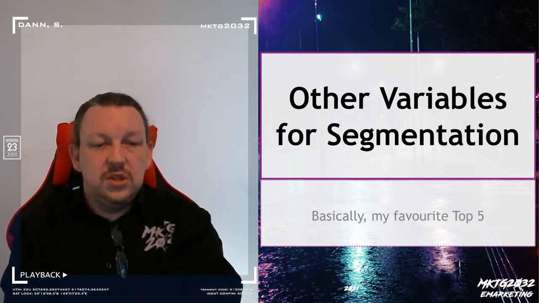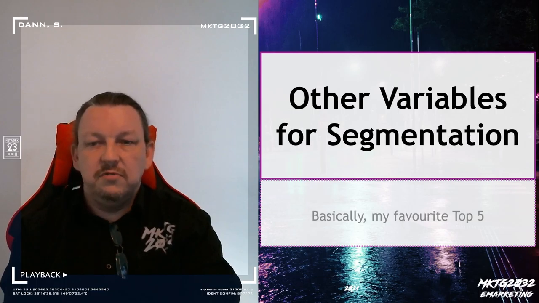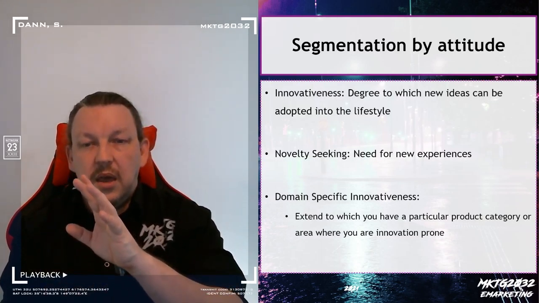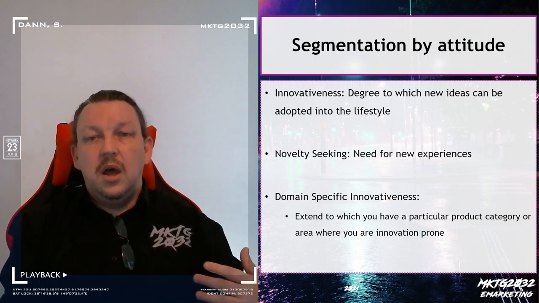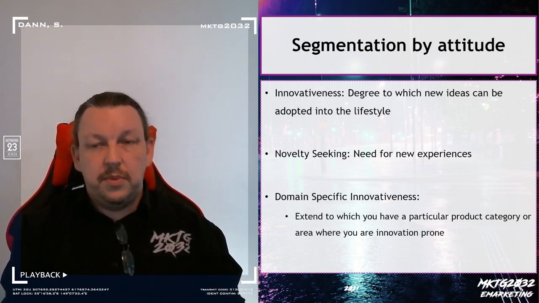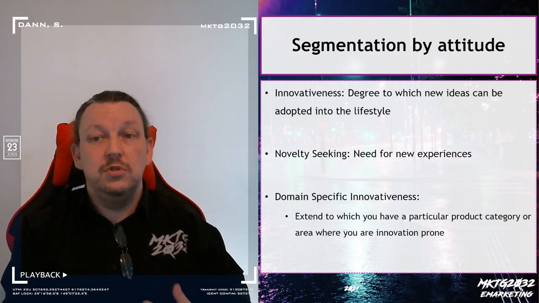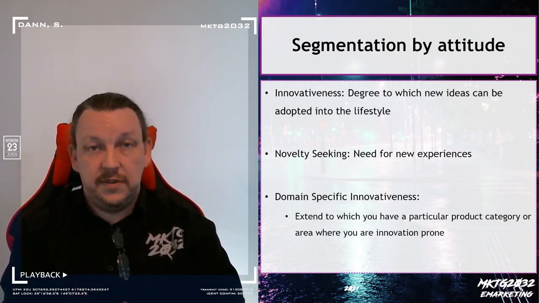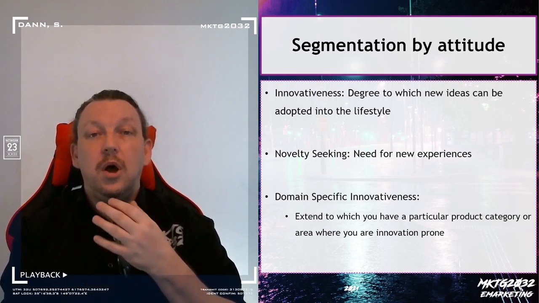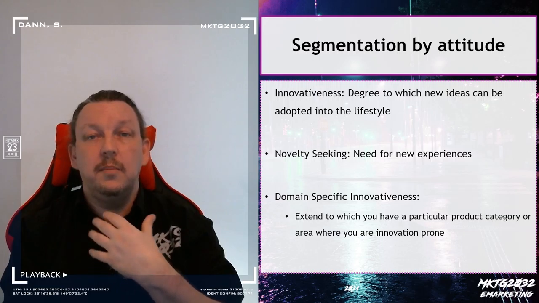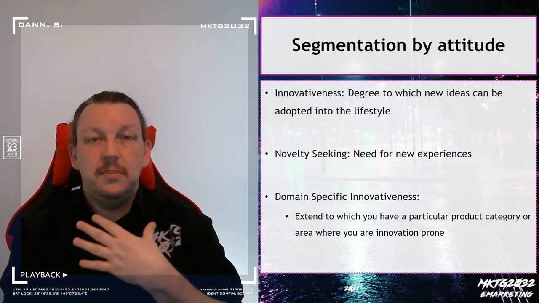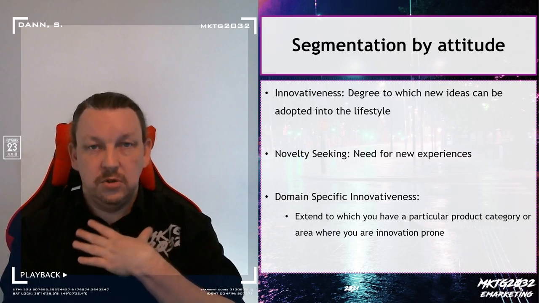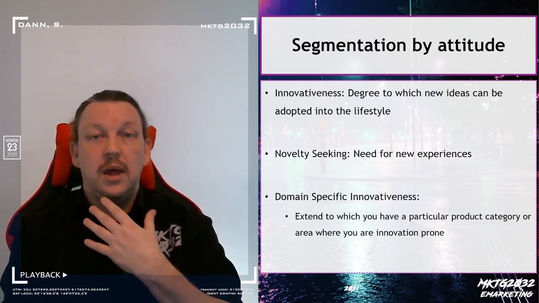All right, variables for segmentation. It's bigger. CB is a big area. I've just got to wrap this up fairly fast. We've mentioned innovativeness quite a lot as the lead into the first third of the course. Be aware that innovativeness is supported by a couple of other theories. One is the concept of novelty seeking, the extent to which you are going to pursue the new, the shiny, and the different. The other is domain-specific innovativeness, the concept that each person has a certain area where they are more innovative, and you have areas where you are less innovative. Innovativeness is not a perpetual, all-encompassing personal variable. It changes per product category.